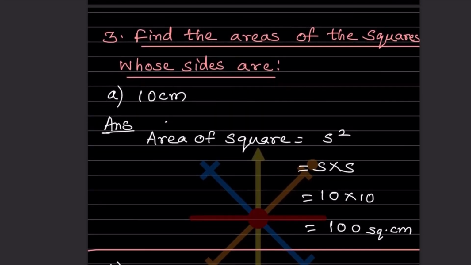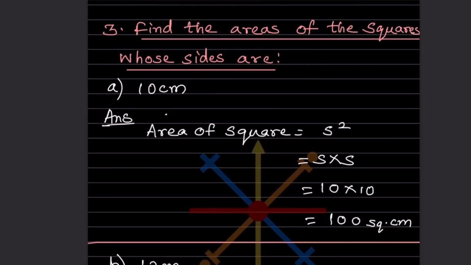Now here, find the areas of the squares. That was done for the rectangle. This is given for a square whose sides are given. Now see, this is the square, and the area, as I told you before, you are going to take S into S. Side square means we can write S into S. This I wrote for your convenience. So the side is given as 10, so 10 into 10 is 100. Because this is area, you have to write square centimeter.